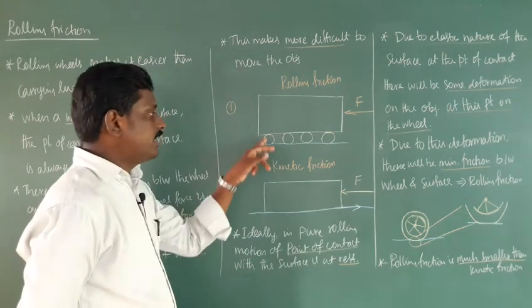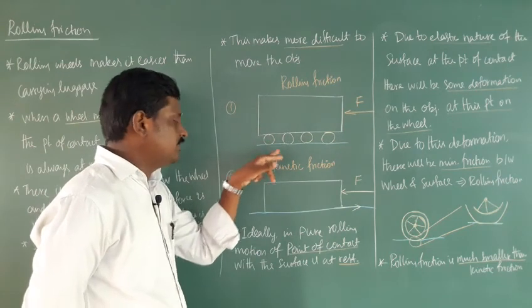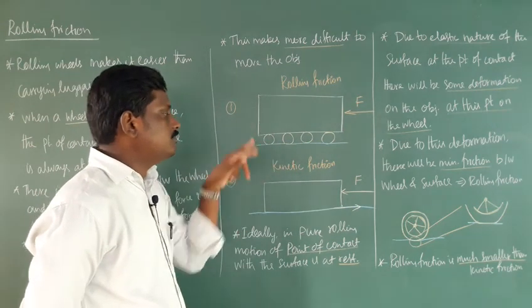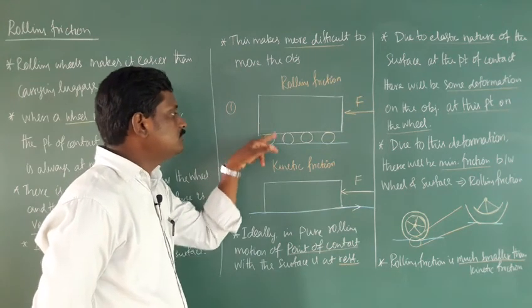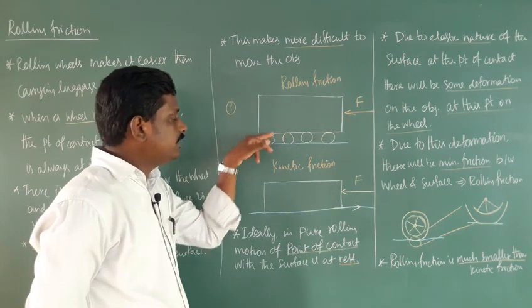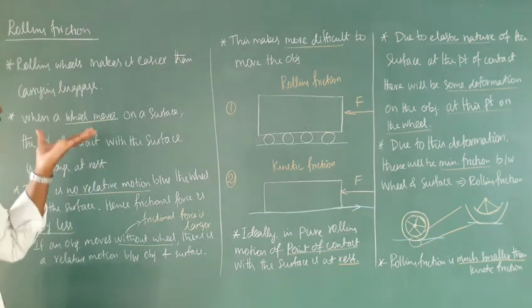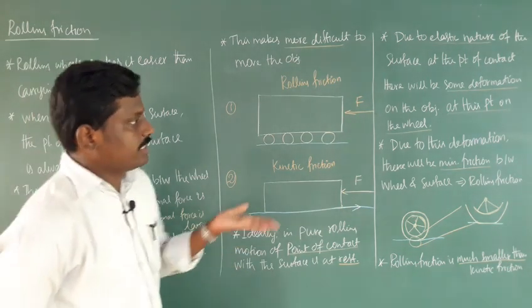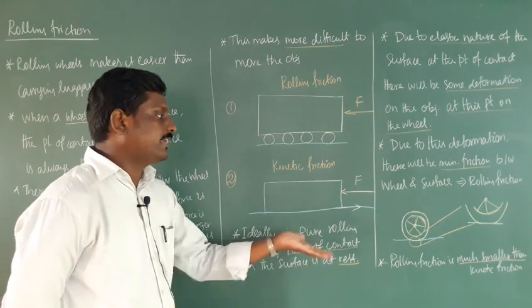The point of contact plays a major role. The point of contact is very small, and due to the elastic nature of the object there is some deformation. Then there is a minimum friction between the wheel and the surface, which creates the rolling friction. In this class we have discussed what rolling friction is, what elastic deformation is, and that rolling friction is much smaller than kinetic friction.